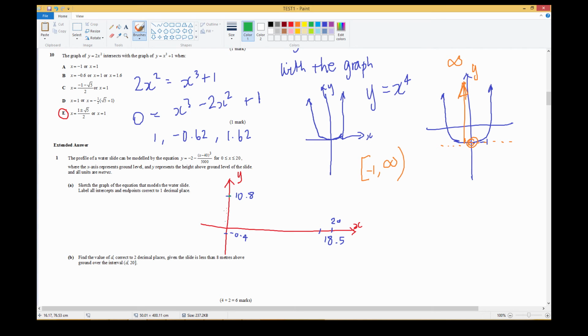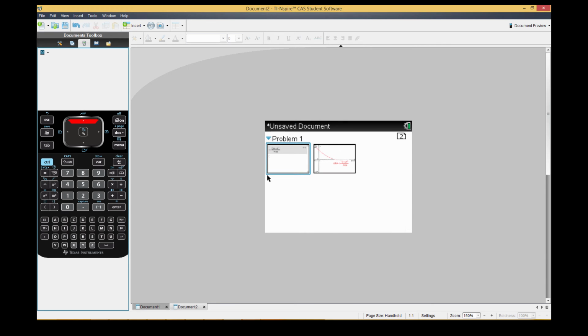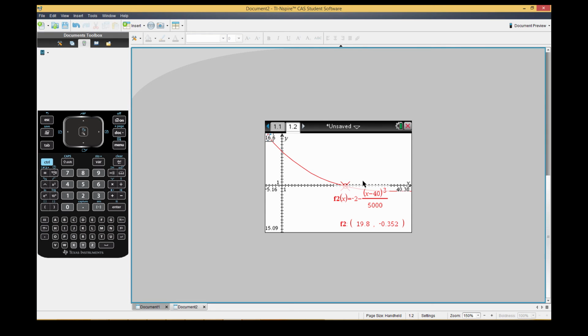Right, so we need to go from 0 to 20. X equals 0 to 20. Right, let's have a look at the graph again on my calculator to make sure. Oh, it's just like a slide.